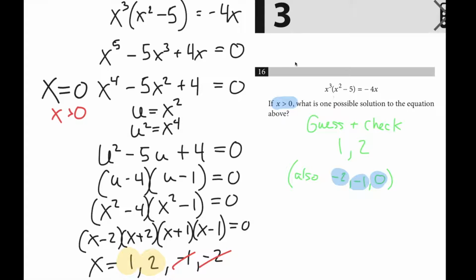Now, if you want to solve this strictly using algebra, this is what it looks like, and there's a lot of steps, so we'll break it down. You start off with the original and distribute. Moving the negative 4x to the other side, you get this, x to the 5th minus x cubed plus x. Now, I'm going to divide all these terms on both sides by the greatest common factor, and that's actually x.